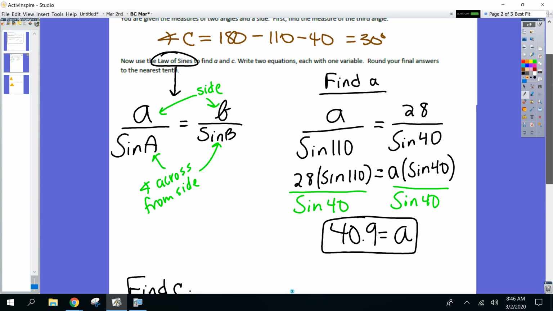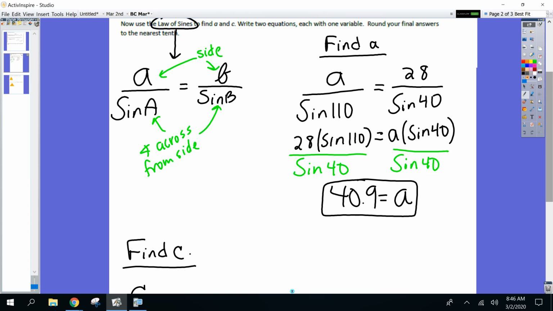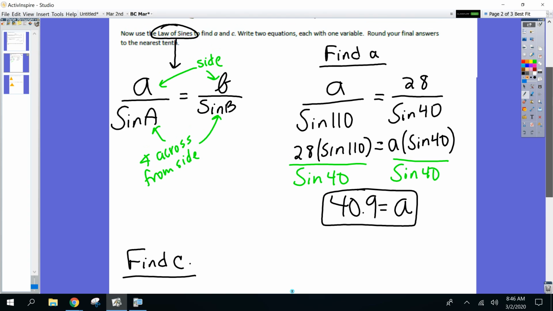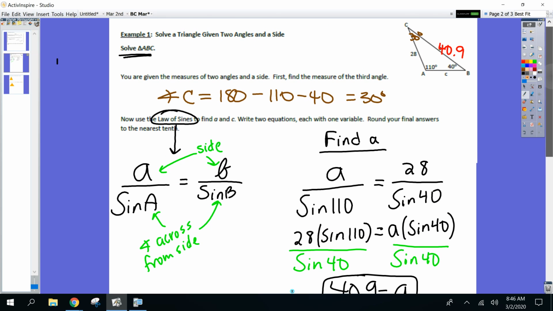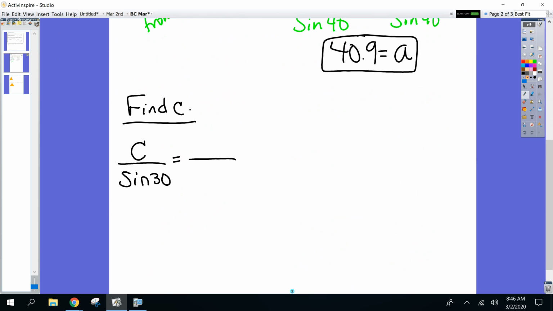All right, why do I like the given one? What happens if you made a mistake here? You're probably going to be wrong here. All right, so I always like to use whatever was given, which was to us 28 and 40. 28 over sine 40. All right, cross multiply. Any triangle this can be used.